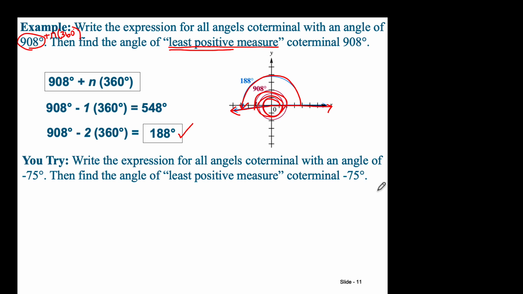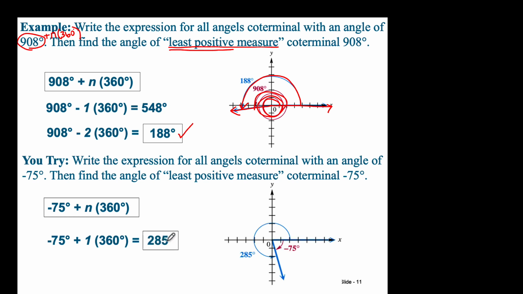All right, welcome back. If you came up with negative 75 degrees plus n times 360 degrees, you got your expression correct. And if you added one full rotation to your negative 75 degrees, bringing you to 285 degrees, then you got that right as well.